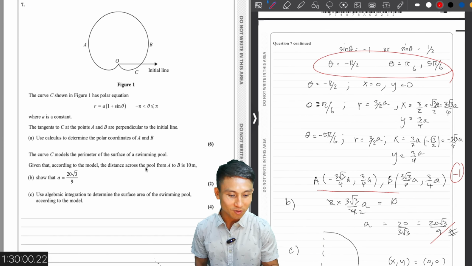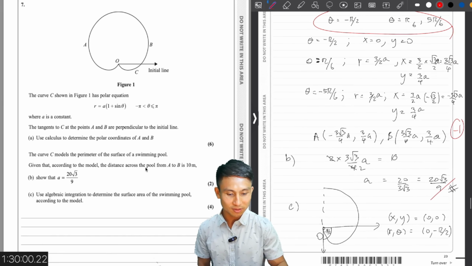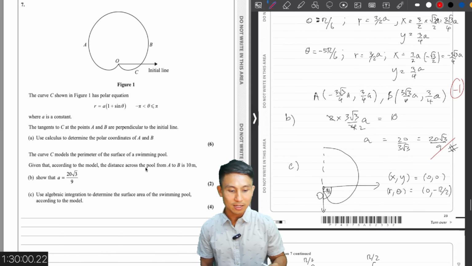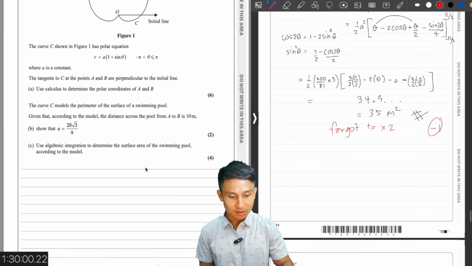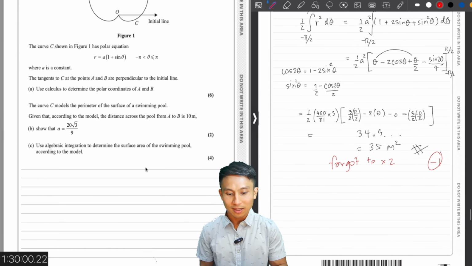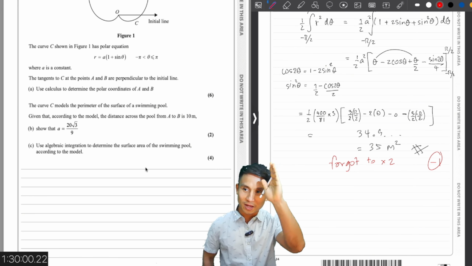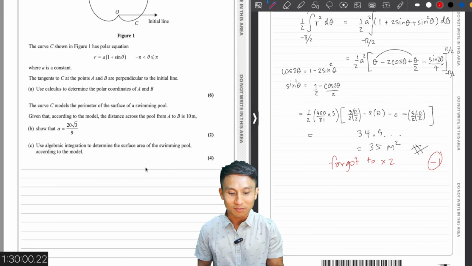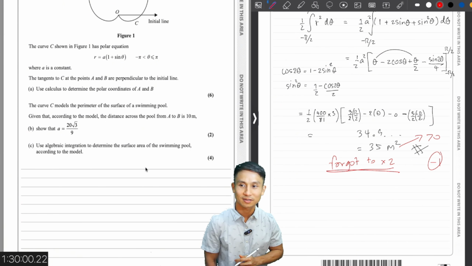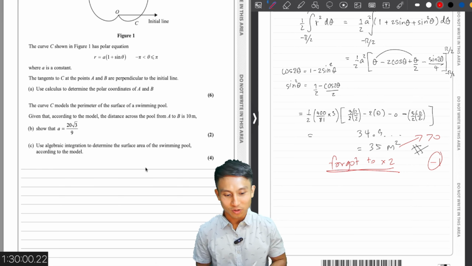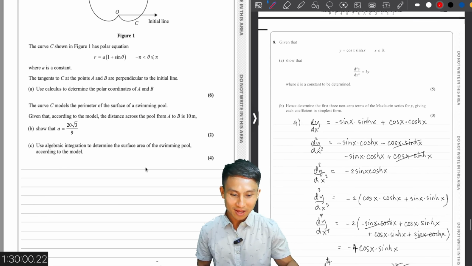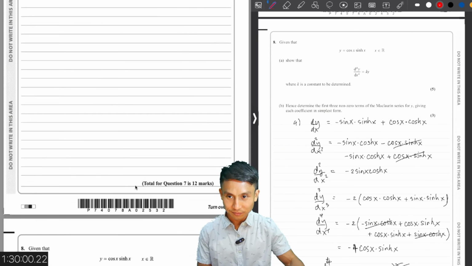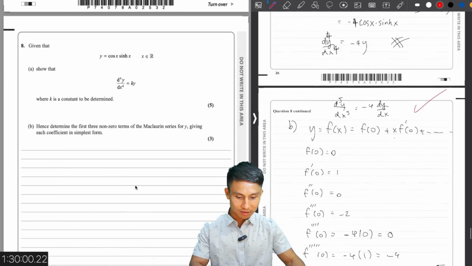So I got the wrong answer here because they want polar form. And part B is right, we proved it. Then algebraic integration: another wrong one, because I told you that I would do 1/2, but I forgot to multiply by 2. So this should have been 70 to two significant figures. I was definitely in a rush there because this is almost the end of the paper now. And this one I got, I think.